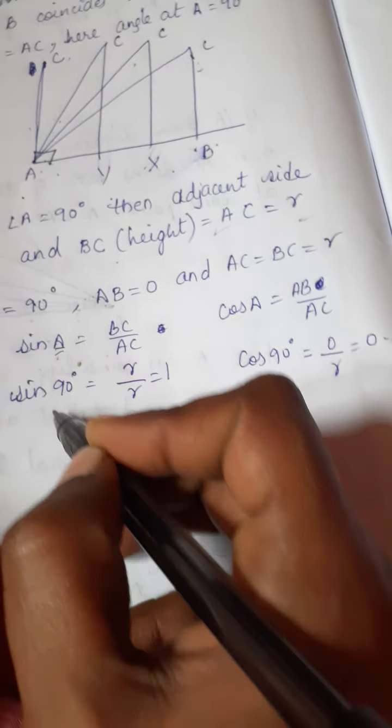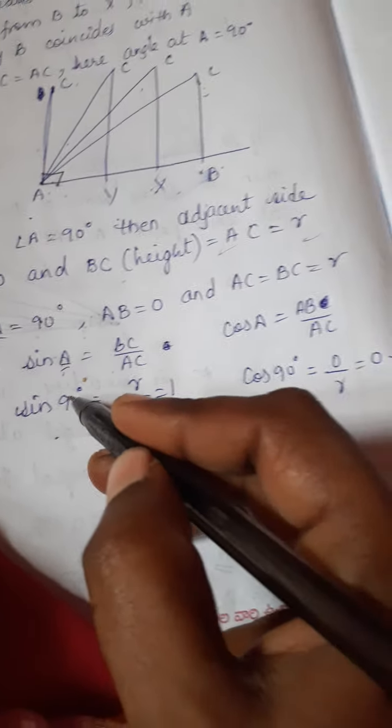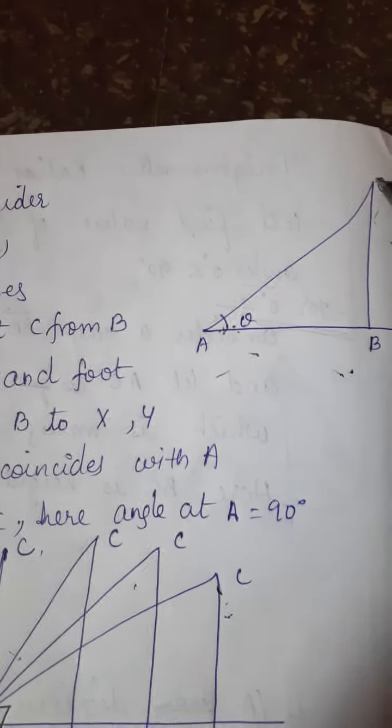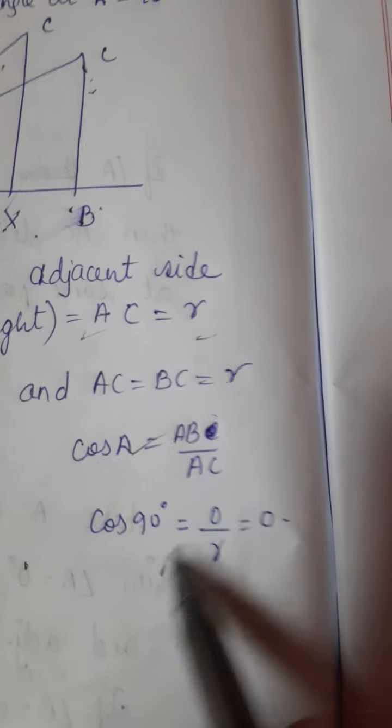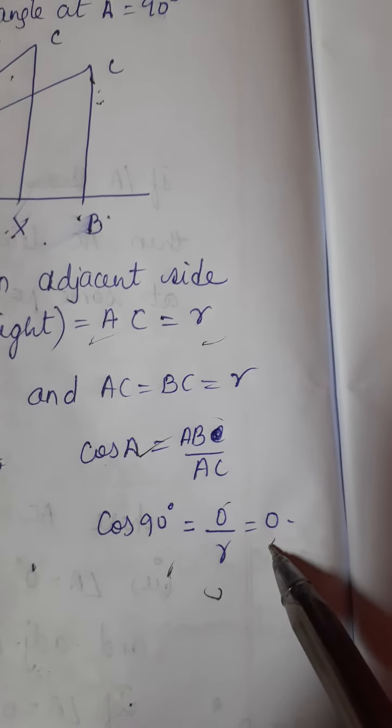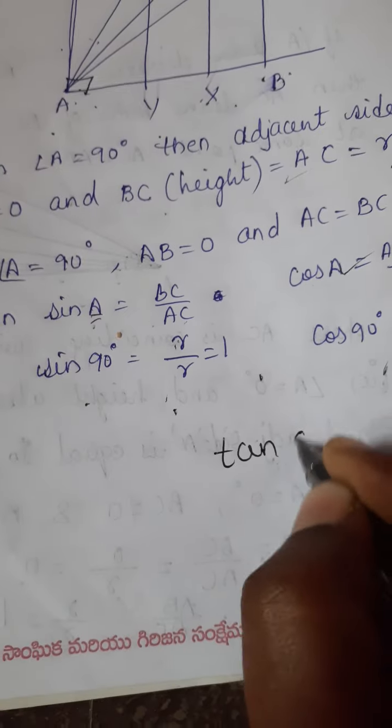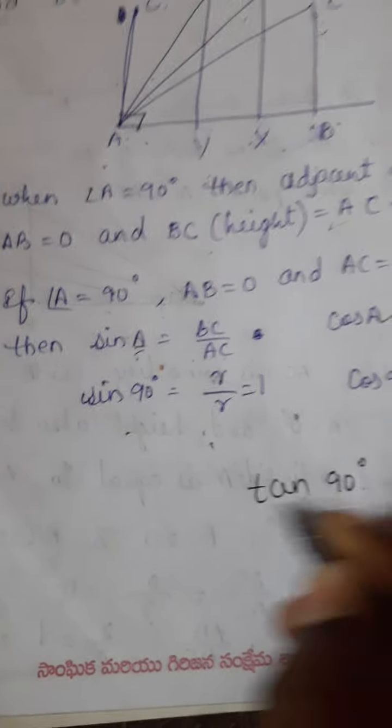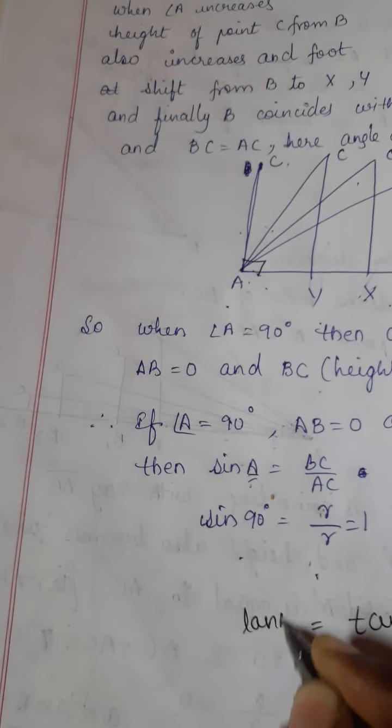Now I apply sin A. Here A is 90 degrees. For sin A, opposite side is BC and hypotenuse is AC. BC by AC is R by R, that is 1. Similarly cos A, cos 90 is 0 by R, that is 0. Similarly find the value of tan 90 degrees.